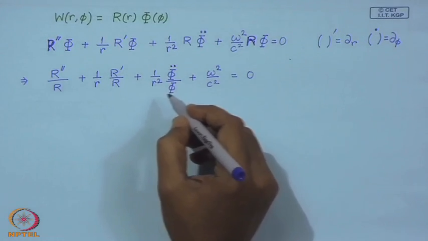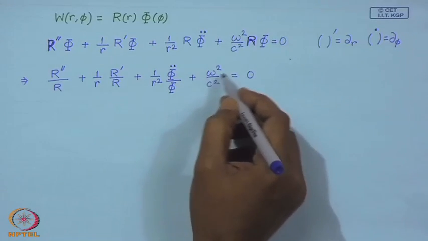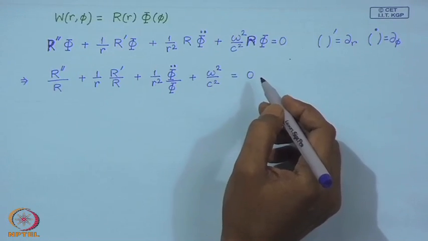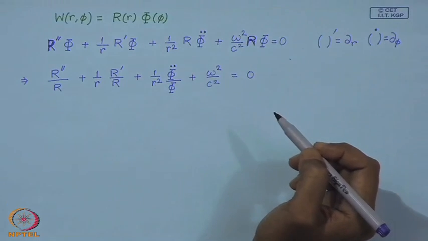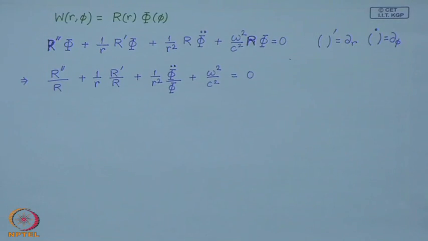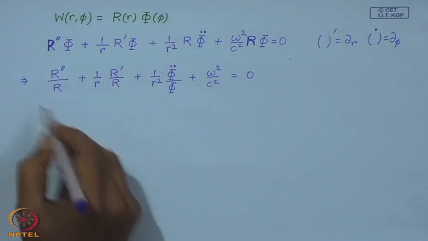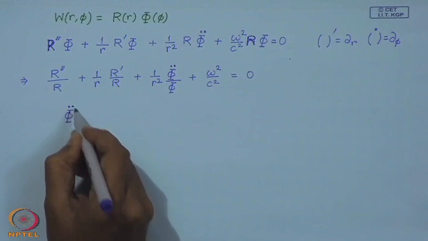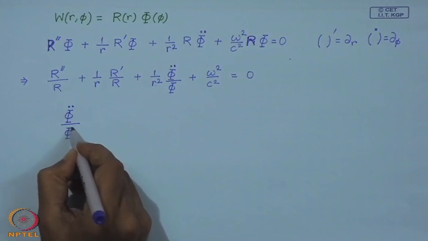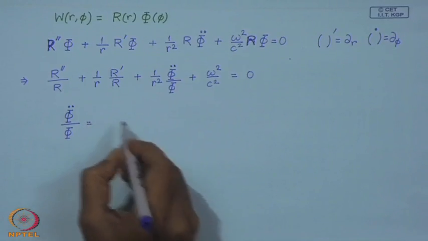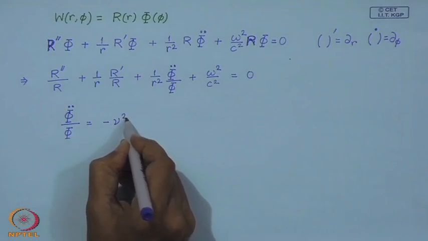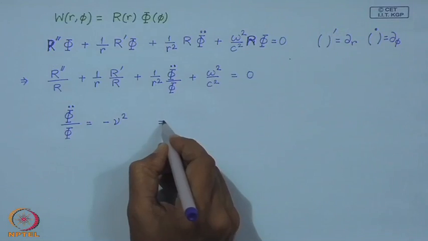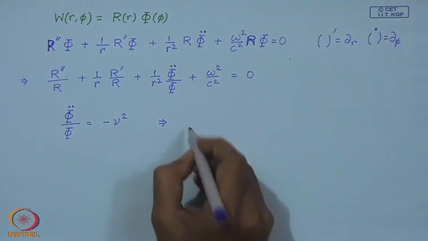And that must add up with a constant which is independent of r and phi, and if that has to be equal to 0 for any r and any phi, then it is natural that these are all constants. Which means I will write it as minus nu square, for reasons that will be clear later.